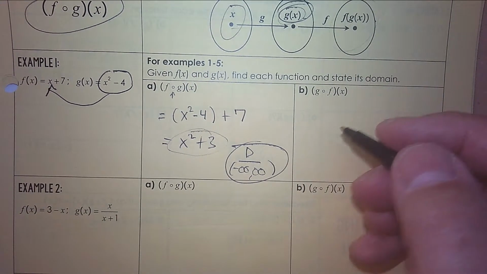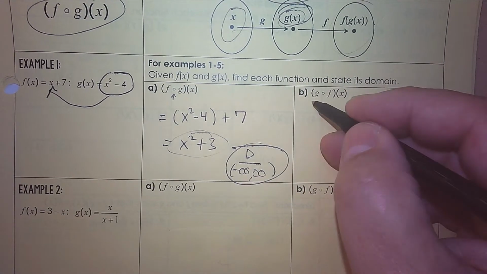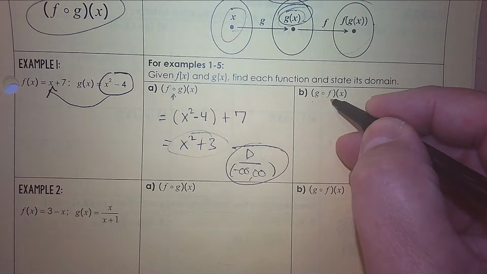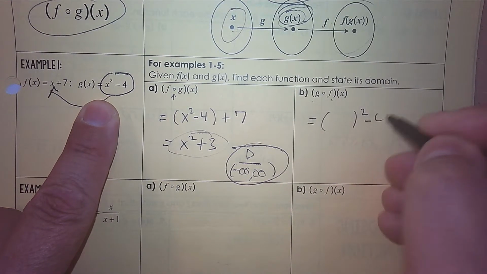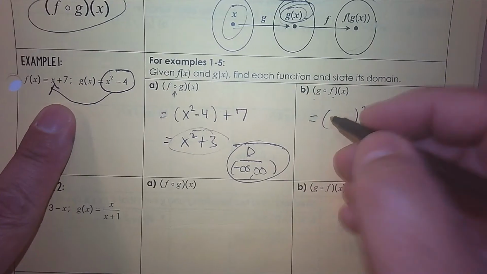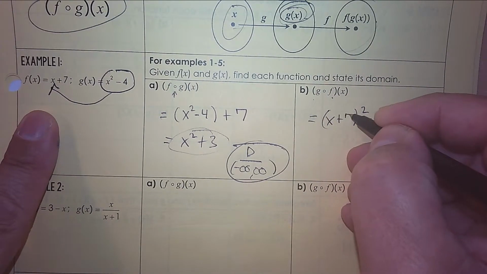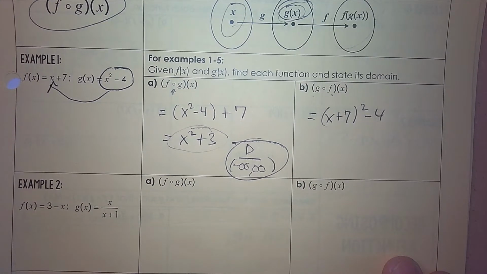All right, let's try it again. But this time we're going to go the other direction. What's G composed by F? Well, now I'm going to write down G, but instead of x, what goes inside 4x, if I plug in the other direction, is x plus 7. Do you see how I took one function and plugged it into the other?